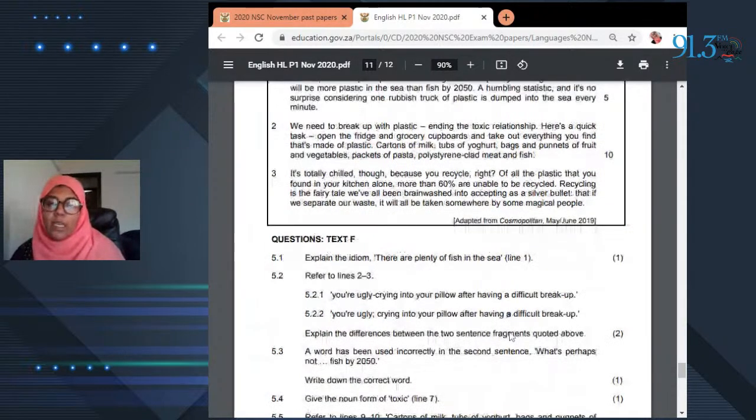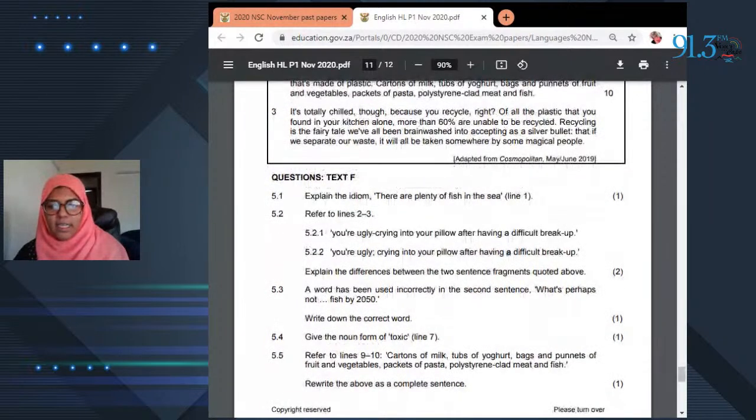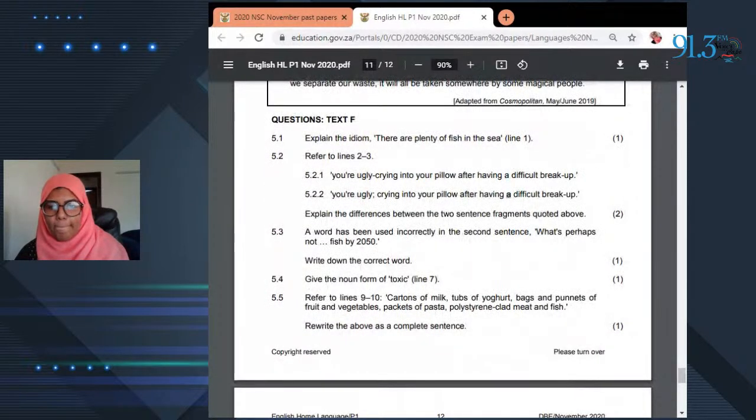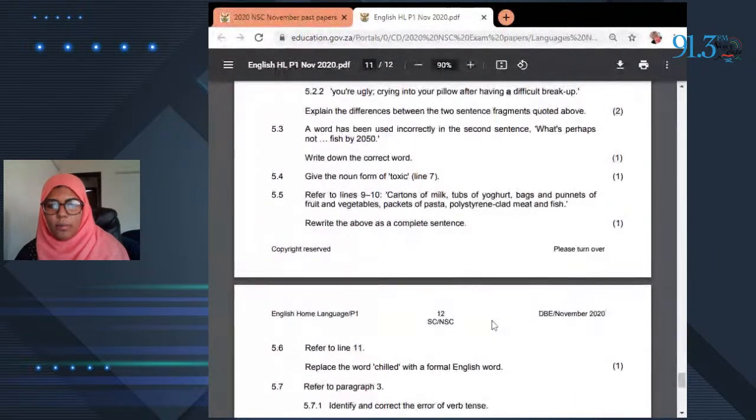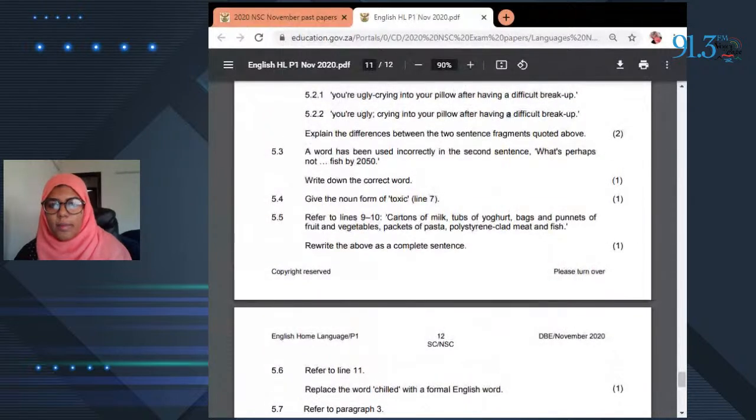So in English, this dash over here indicates that it is a compound word, because it brings the two words together, right? And then just another example question that I can make a reference to, at 5.5: cartons of milk, tubs of yogurt, bags and punnets of fruit and vegetables, packets of pasta, polystyrene-clad meat and fish.